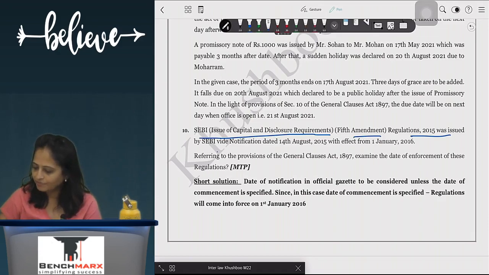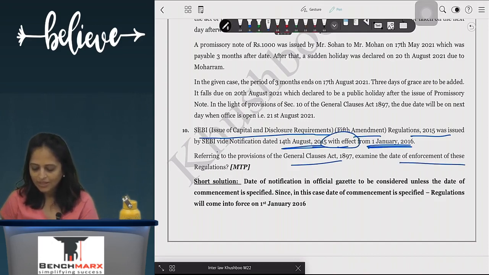Then, SEBI issue of capital and disclosure requirements, 5th Amendment Regulations 2015 was issued by SEBI vide notification dated 14th August 2015 with effect from 1st Jan 16. Referring to the provisions of general clauses, examine the date of enforcement.